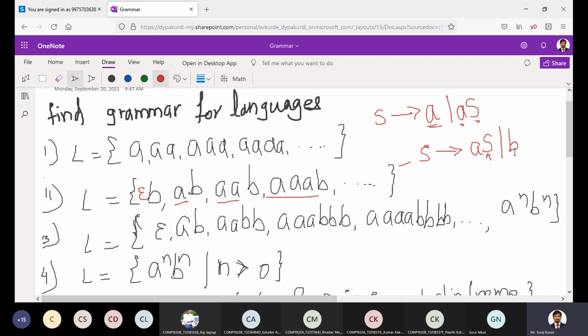Now this S can be replaced with B. At the start it can generate only B if we consider 0 times appearance of A. If A is repeated 0 times, then it is only B, or it can be A followed by S. Again this S can be replaced with any number of A's: AS, AAS, and continue. At the end S will be replaced with B. So the string ends with B anyhow.